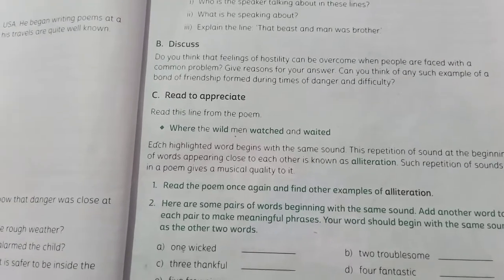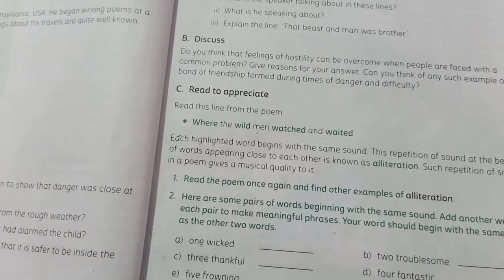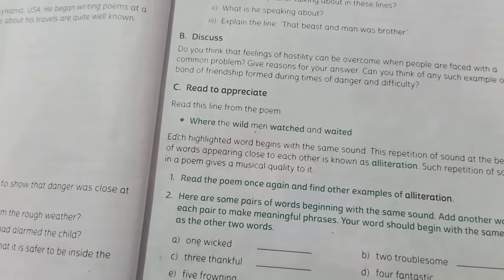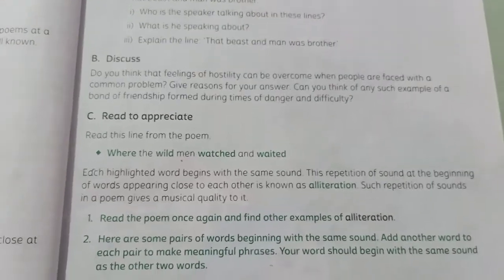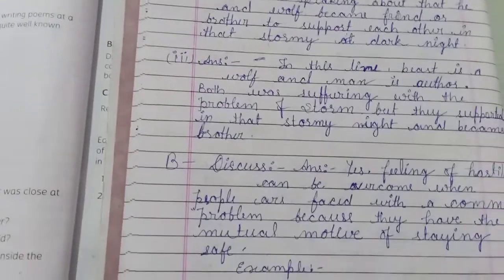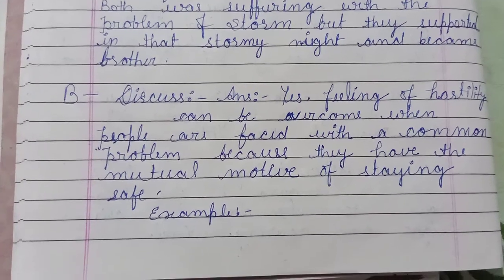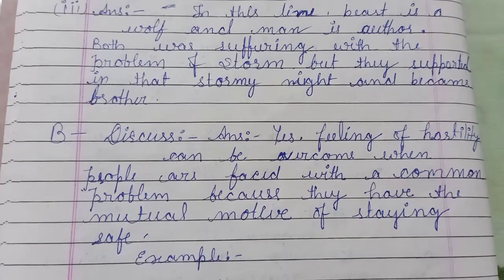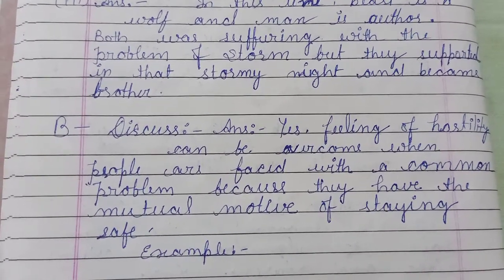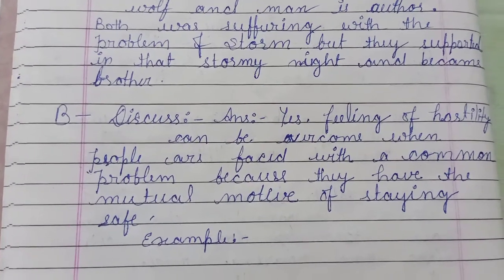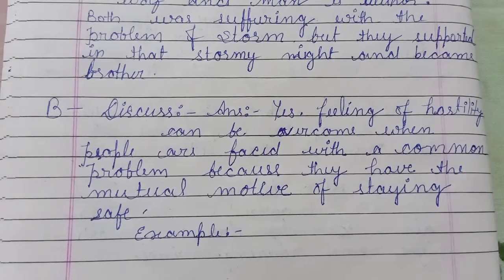Whenever we are in danger, even if two different types of people are living together in that stormy time, they want to support each other, and we should do it. Okay, just see how you will write the answer. Yes, the feeling of hostility can be overcome when people are faced with a common problem, because they have the mutual motive of staying safe. Why? Because they want to be safe.